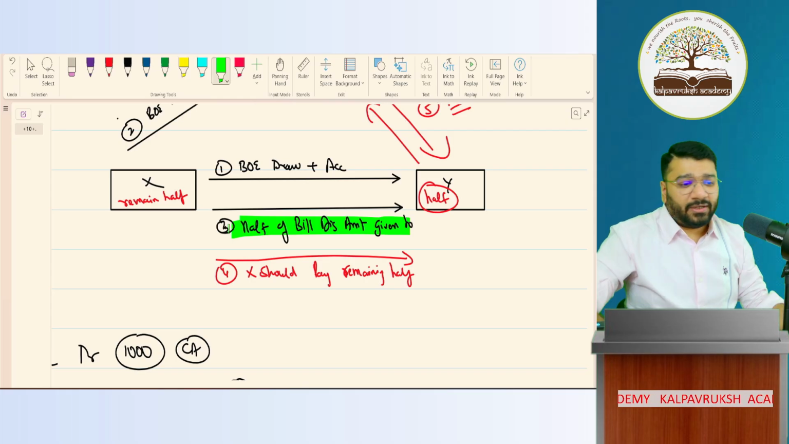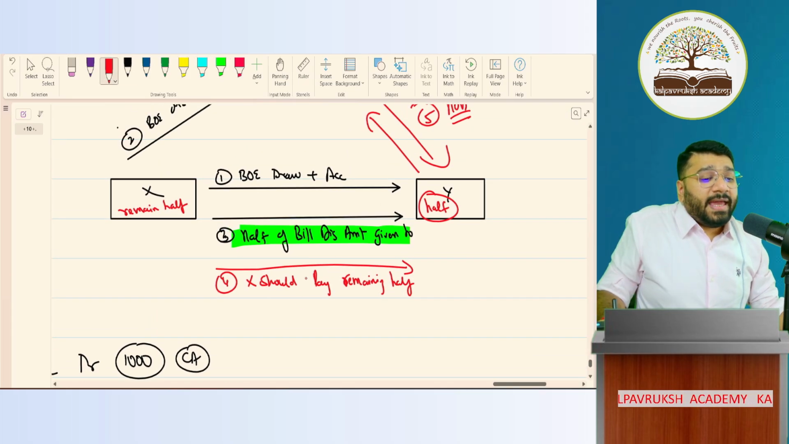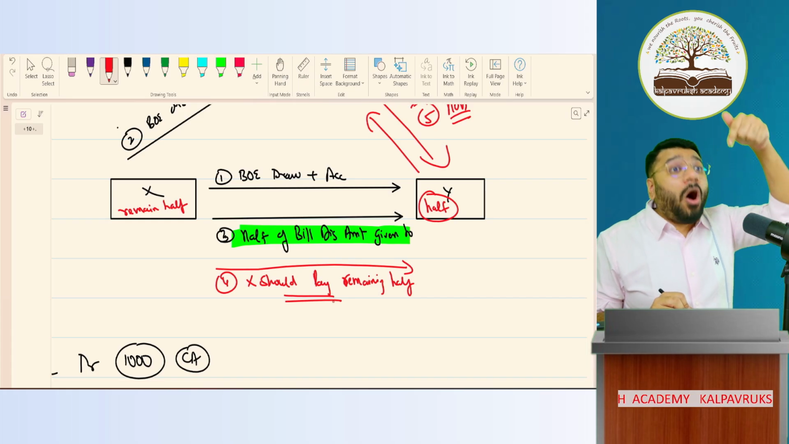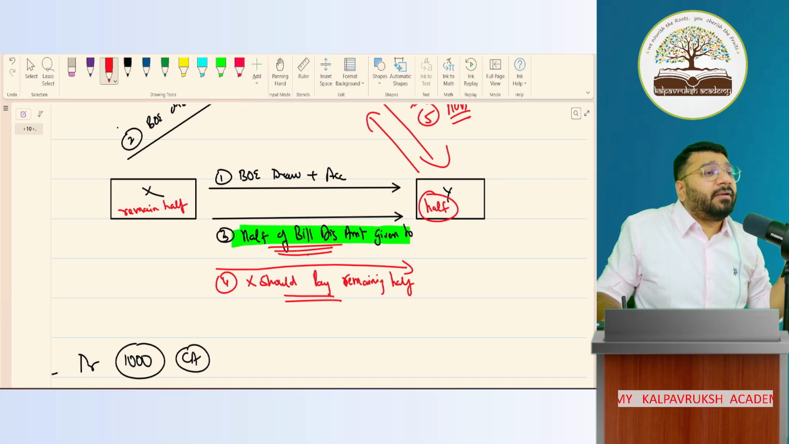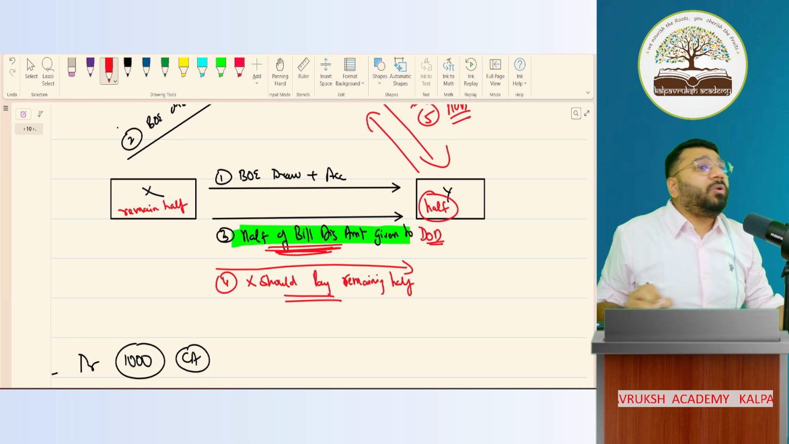Now listen to me very carefully. X is paying this money to whom? Y. On what date? On the date of maturity, X is paying this half of the bill when? Half the bill is given when? On the date of discounting.